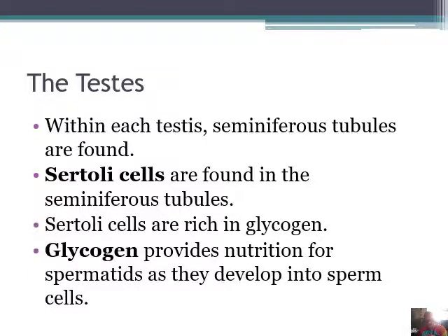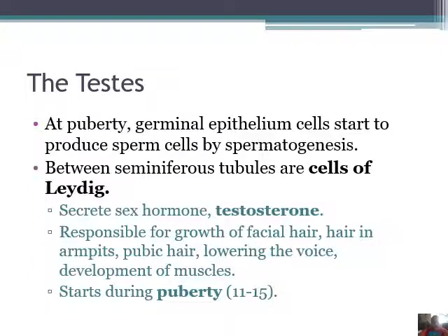Now remember, when we did the pancreas, you remember that glycogen is actually the stored form of glucose. So it is a very energy rich sort of fat, and this fat is going to be used to propel the sperm cell well into the female's reproductive organ. So glycogen provides nutrition for the spermatids. Spermatids are baby sperms as they develop into sperm cells, and we'll look at diagrams of that later.